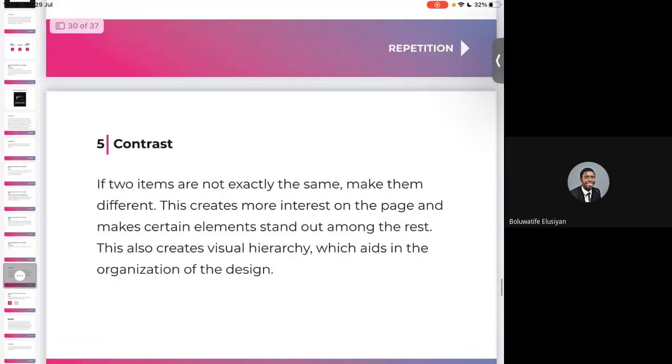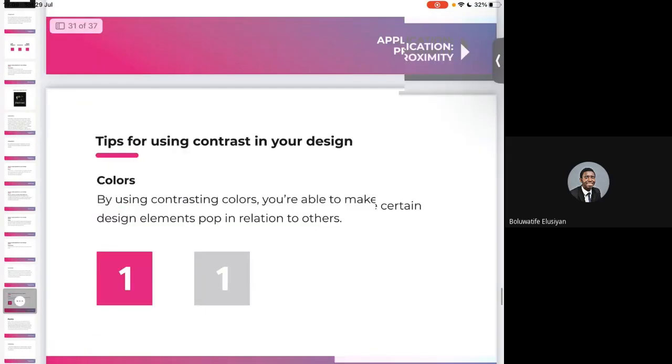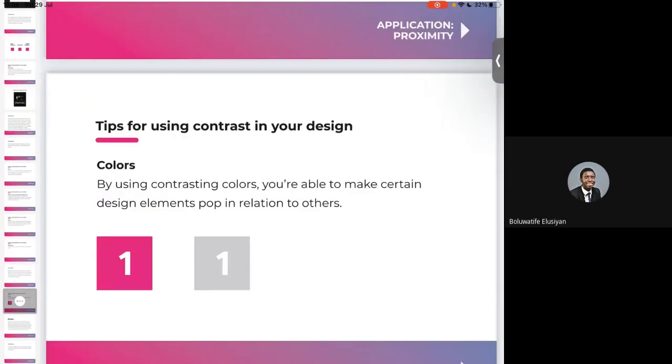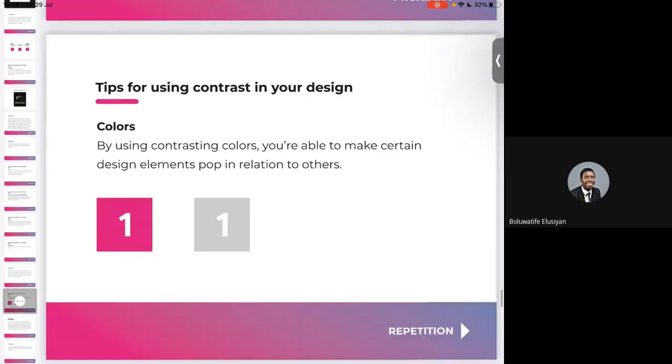It says, if two items are not exactly the same, make them different. This creates more interest on the page and makes certain elements stand out among the rest. This also creates visual hierarchy, which aids in the organization of the design. Let's move on. We'll discuss it. Now, tips for using contrast in your design. Colors. By using contrasting colors, you are able to make certain design elements pop in relation to others.